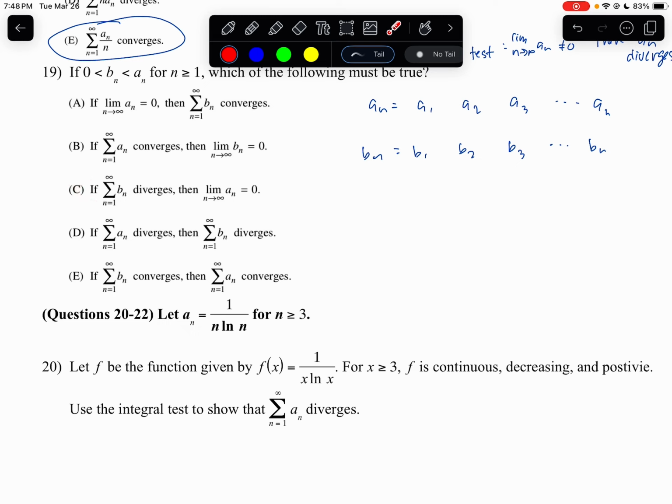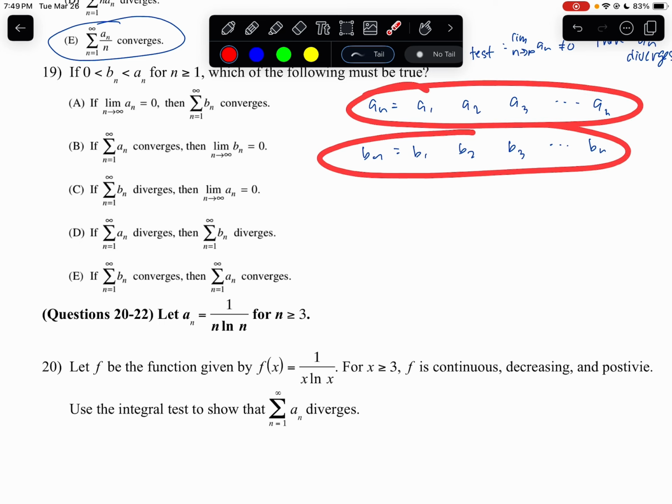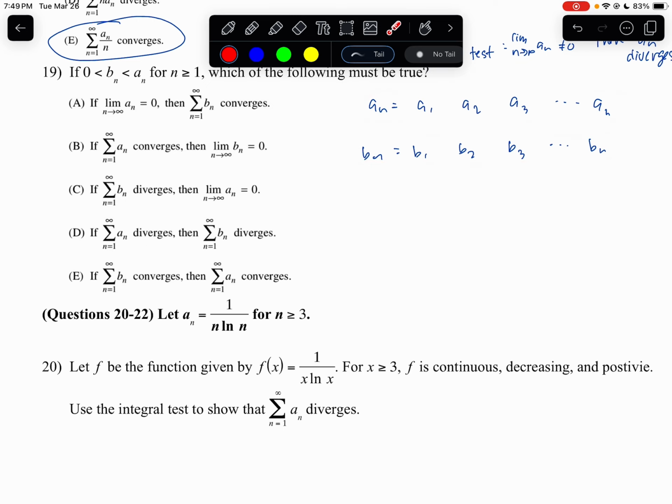If the series of a sub n diverges, meaning that the terms keep getting larger, then this one diverges. We can't say that for sure. We don't know. If this one diverges and this one right here is less than, we can't say for sure if this one diverges. Definitely not. You can't compare those.